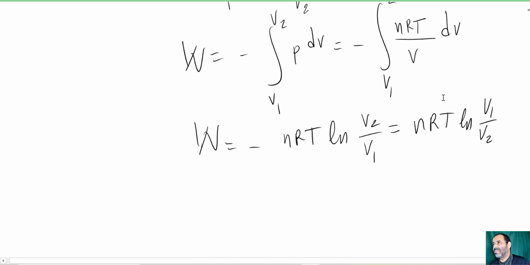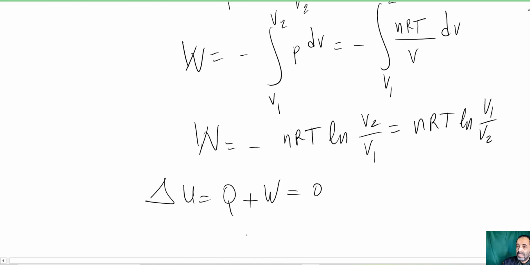Obviously, this whole thing is negative. When the gas is expanding, it's doing work against the environment, so it's losing energy in the form of work. That's why the number is negative. Losing is negative. But the energy overall is not changing. Remember, delta U is 0, which means Q plus W is 0. This is negative, so this must be positive.